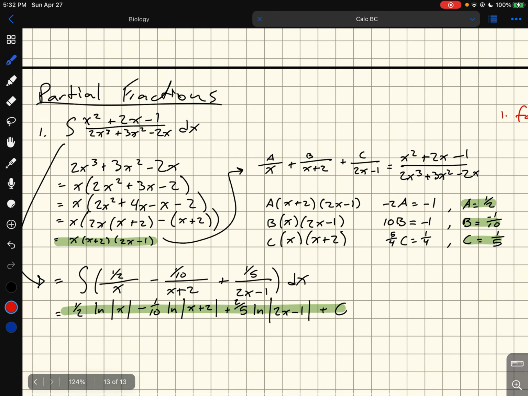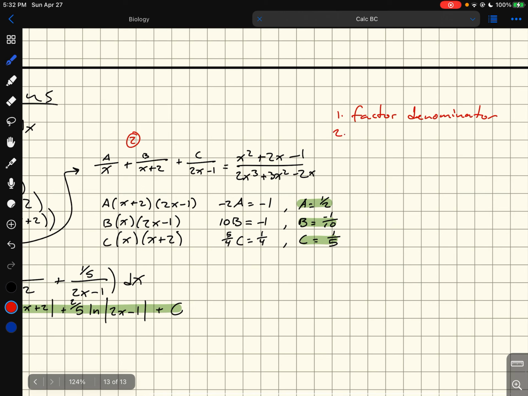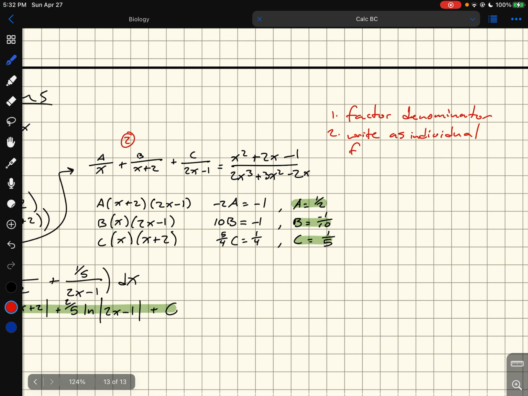So this is 1 here, factoring the denominator. Step 2 is writing them as fractions. Step 2, write as individual fractions.